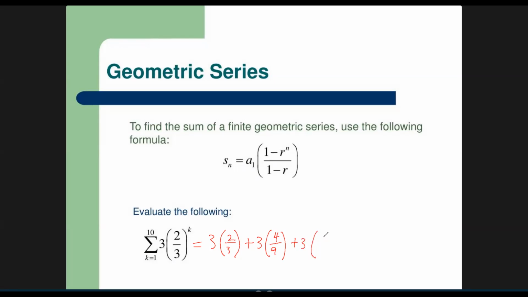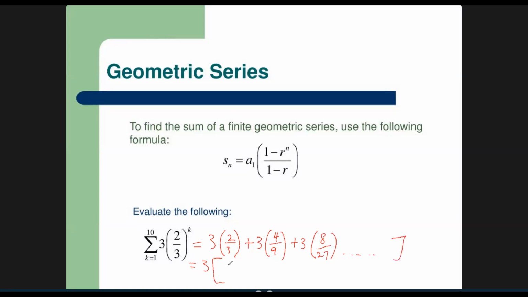2, 8 over 27. So what do we get? You see, we can take this 3 out. In other words, you can take this 3 outside here, right? So take the 3 outside and let us deal with these numbers in here.